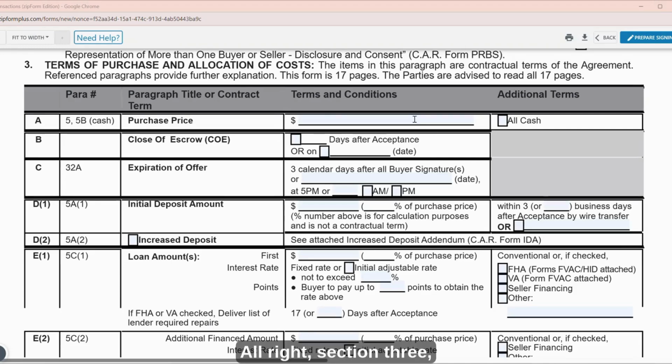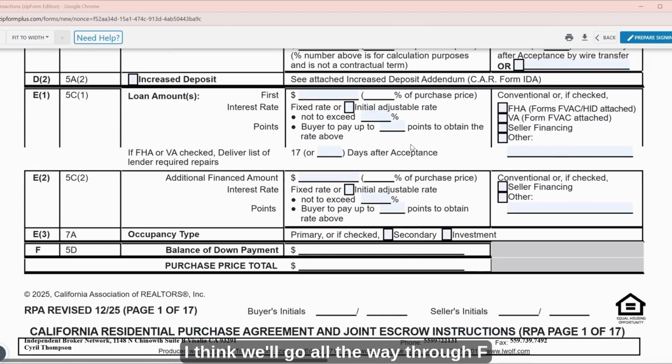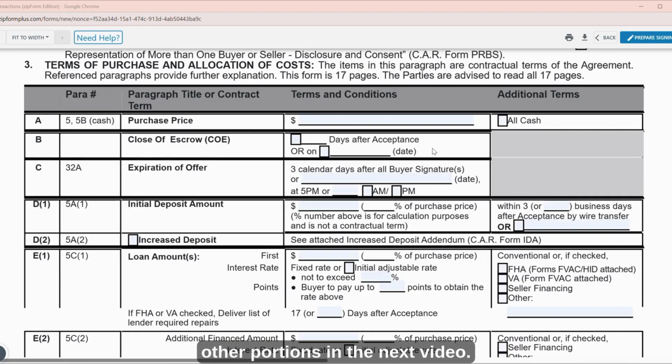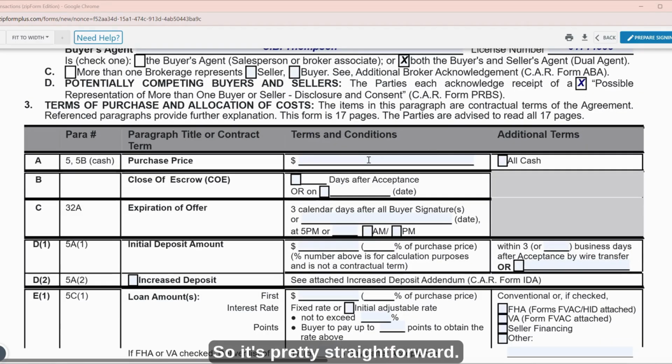All right, section 3. This is the meat and potatoes of the RPA. This is where we put all of the terms in here. So this one's going to be section 3. I think we'll go all the way through F, and then I will do the other portions in the next video. So this is pretty straightforward.